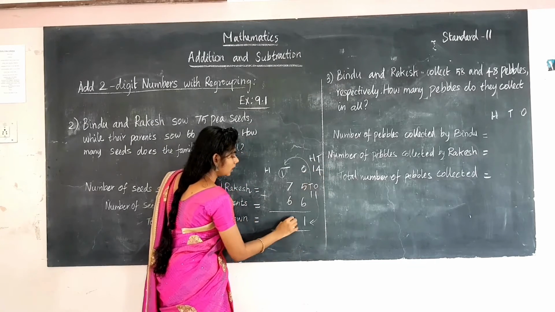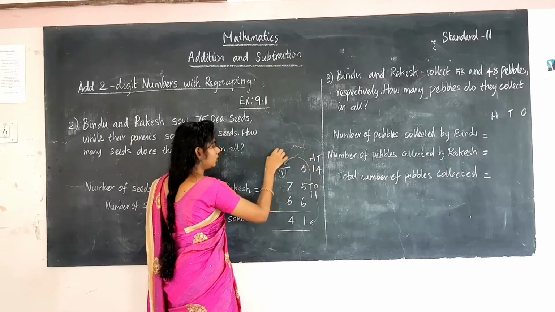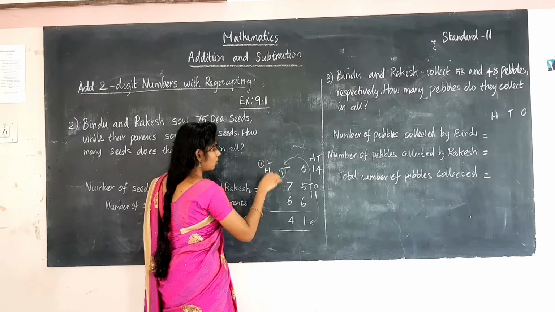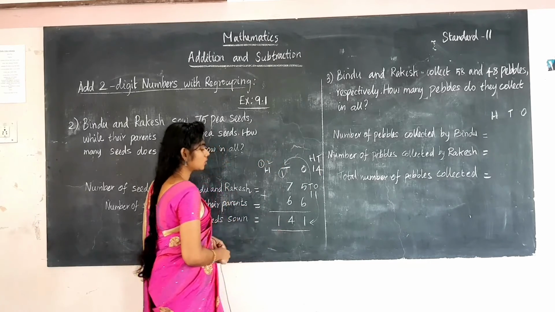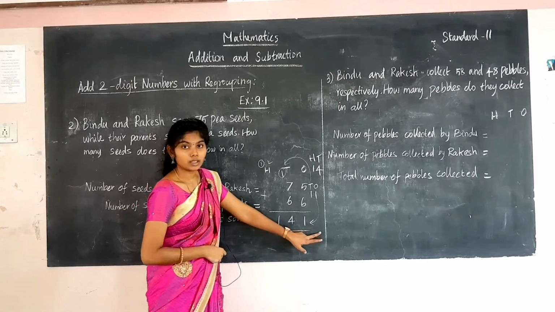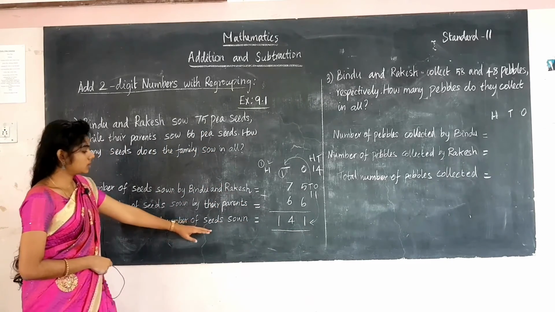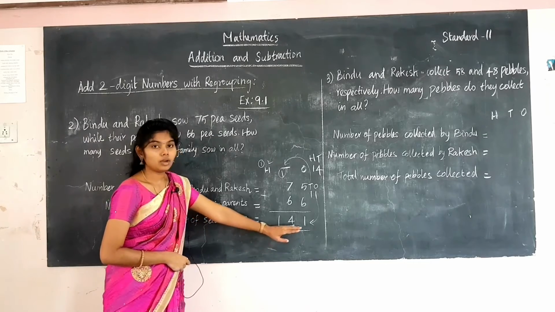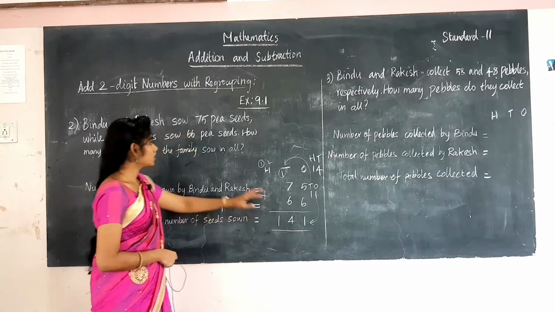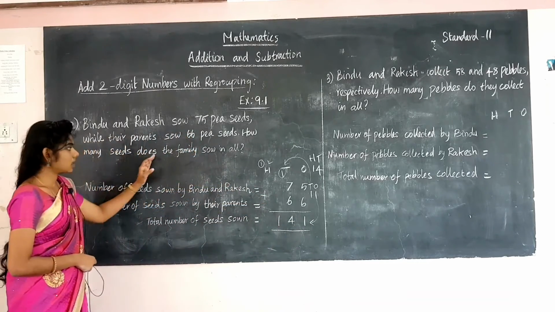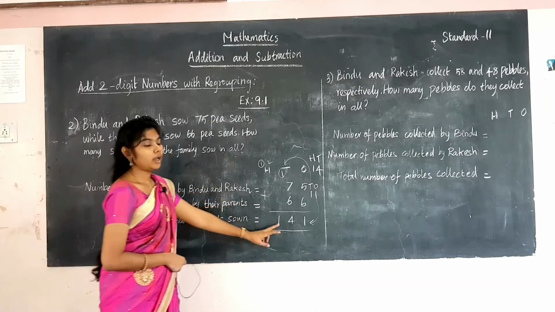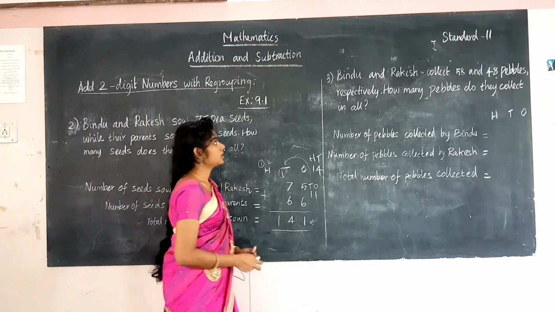Take 4 to the tens place and 1 to the hundreds place. So now write 1 in the hundreds place. So the answer is 141. So how much have they sown totally? Total number of seeds sown is equal to 141. So this is the answer. How many seeds does the family sow in all? 141. And see the next question.